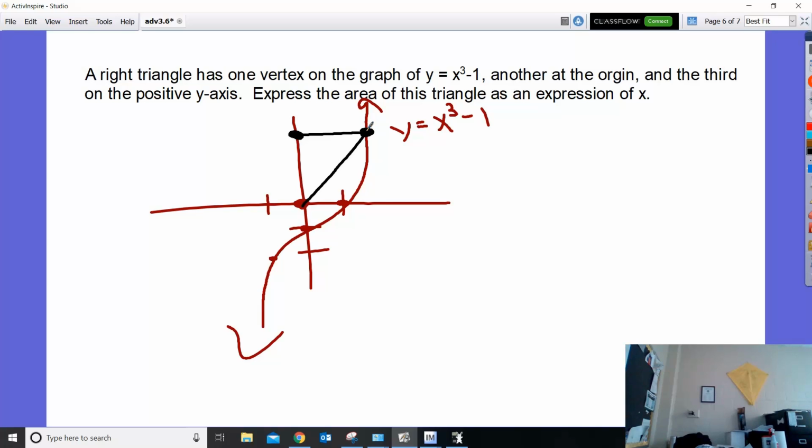Now, I know a little bit about this. I know that this thing right here has to be 0, 0, because it's where? Origin. I only know that this is the positive y-axis, which means I actually know what x is. What's x here? 0. And this is some y. You okay with that? It's just a y value. I don't know what it is. Now, if this is a right angle, there has been no vertical change as I go to y equals x cubed minus 1. So y is still y. I've gone over some x units. There's my 3 coordinates. What's the goal here? Express the area of this triangle as a function of x.